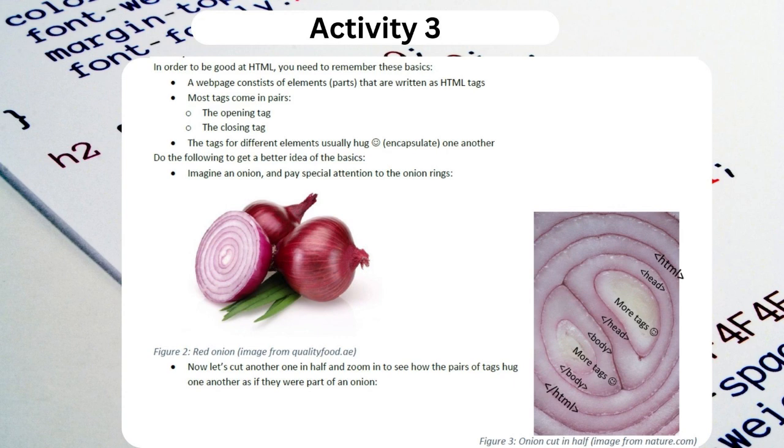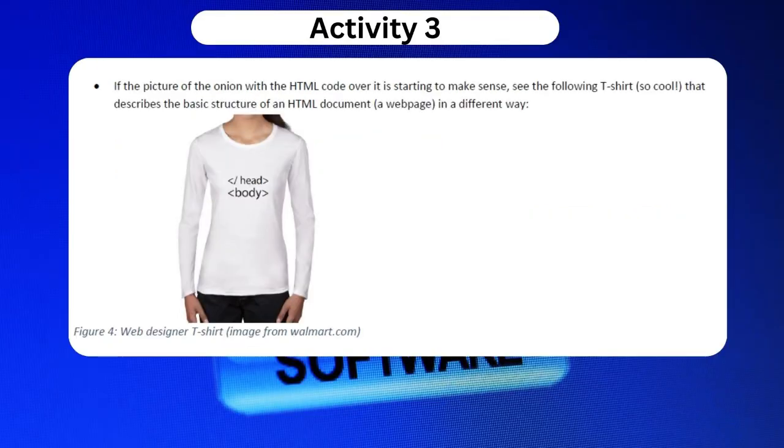Now, let's cut another one in half and zoom in to see how the pairs of tags hug one another as if they were part of an onion. If the picture of the onion with the HTML code over it is starting to make sense, see the following t-shirt, so cool, that describes the basic structure of an HTML document, a web page, in a different way.